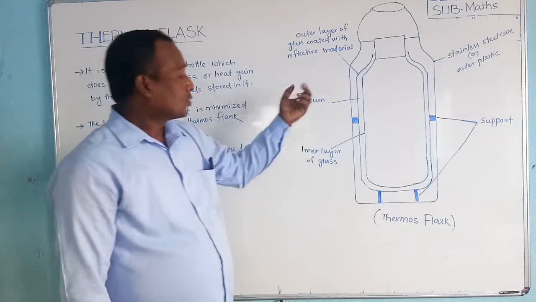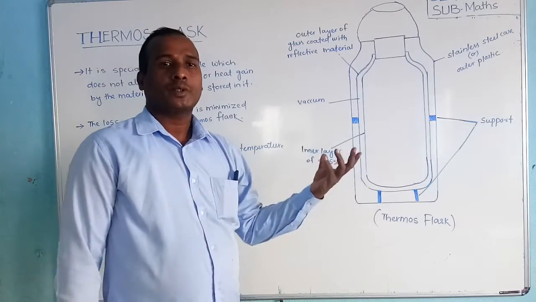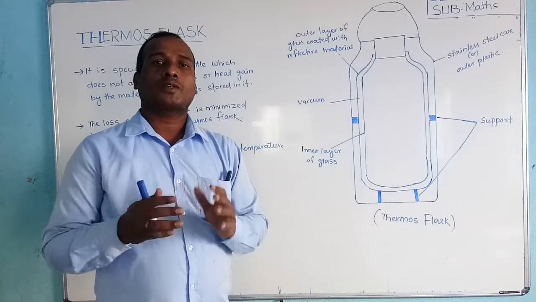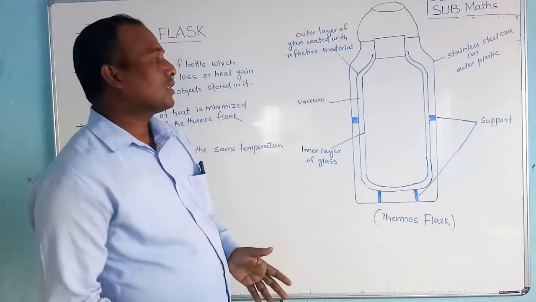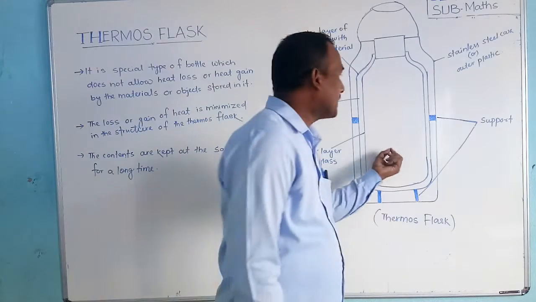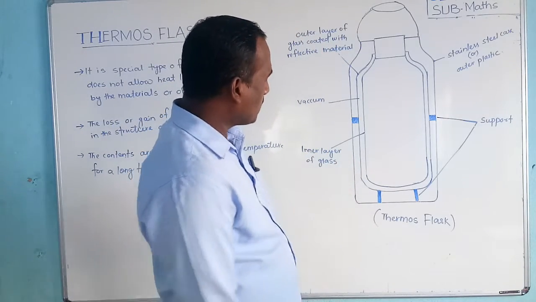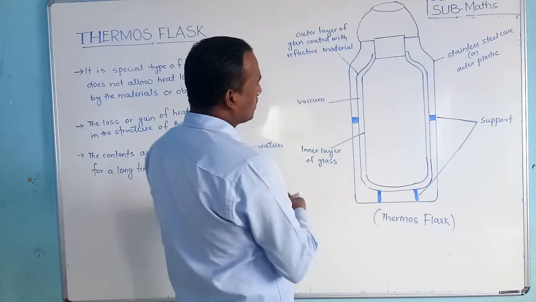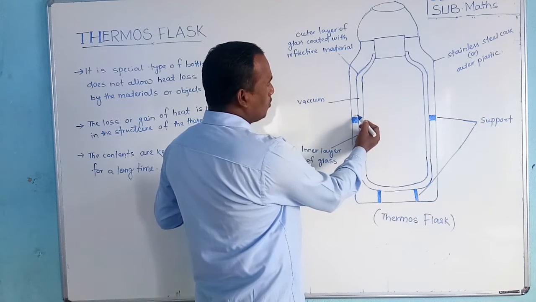Okay, so let us start with how it is constructed, how it is made. That is why the hot water or cold water we keep inside does not lose its temperature or heat. So let us start, friends. Here you should see the inner layer of glass. You can see there are 3 layers, lines are there. This is 1, this is 2, this is 3.